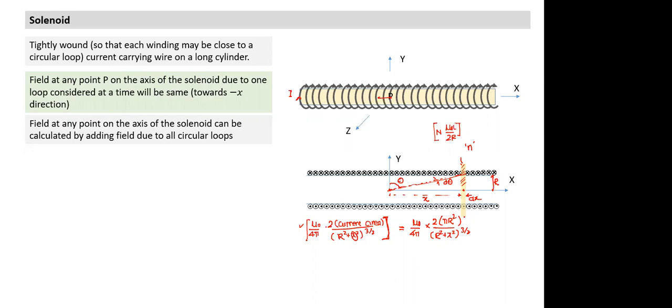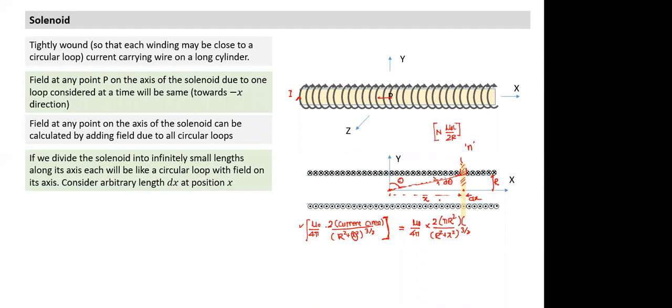Bhageshri, can you tell me what is the current I should write here? How much current is passing through, how much current is contained in this length dx? How do I calculate the current?